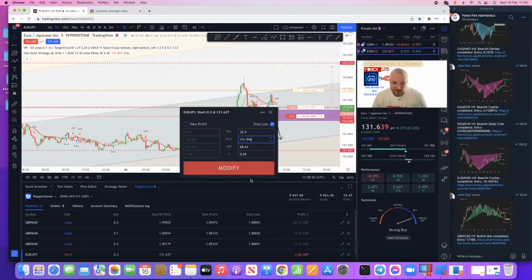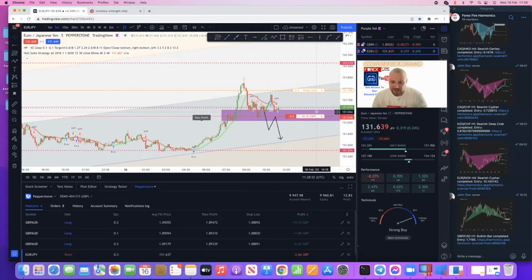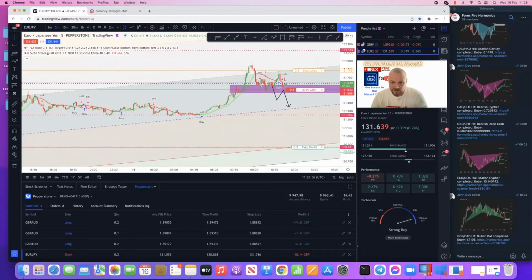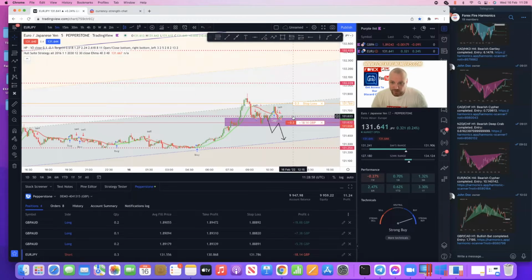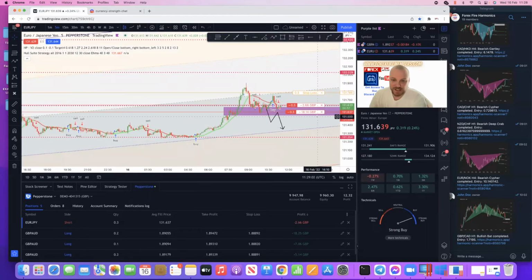Like I say, it's not letting me modify anything. It doesn't give me the chance. I'll try one more time. So the trade's there, but for some reason it's not letting me trade it. Let's just see if I can get this back on.